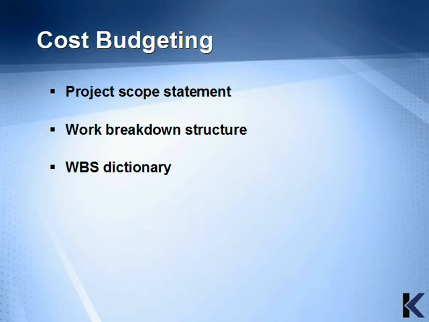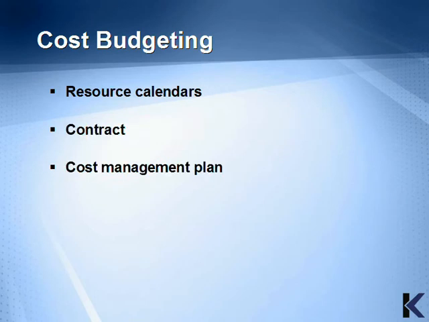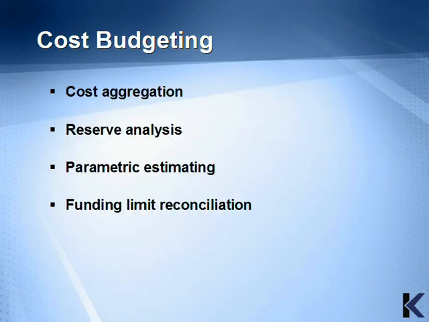To begin the cost budgeting process, the following information would be needed: the project scope statement, the work breakdown structure, the work breakdown structure dictionary, the activity cost estimates, the activity cost estimate supporting detail, the project schedule, the resource calendars, any contracts that have been created, the cost management plan, and the project scope statement. We've discussed all of those inputs before, so we're going to move on to tools and techniques.